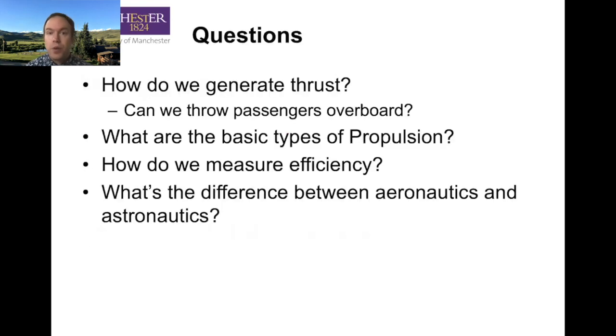Again, let's remind you of the questions that we want to be answering over these 4 videos. The first one is how we generate thrust, and we talk about throwing passengers overboard, half jokingly. Then, what are the basics of propulsion, which we covered in the last video, and we gave you an introduction to the measures of efficiency. We'll talk more about efficiency today and in video 4. And then tomorrow, we're going to introduce you to the astronautical propulsion systems. And as we talk about those and the measures of efficiency, I want you to think about what are the differences and similarities between aeronautical and astronautical propulsion systems.